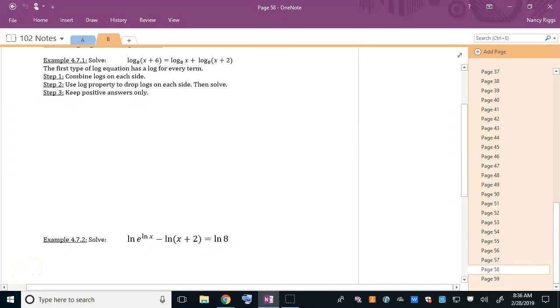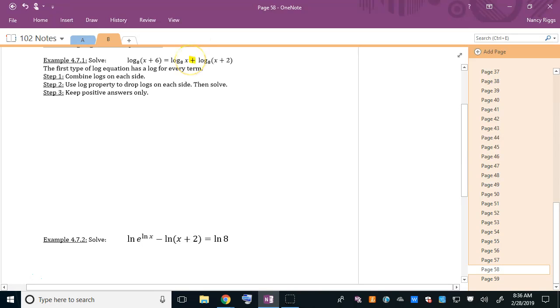Math 102, example 4.7.1. So in this section, we're going to solve logarithmic equations where we have two or more log terms in our problem. Now, our first type of logarithmic equation, every single term on both sides is a logarithm. Now, I don't like to have those multiple logs, so my first step is to combine logs.